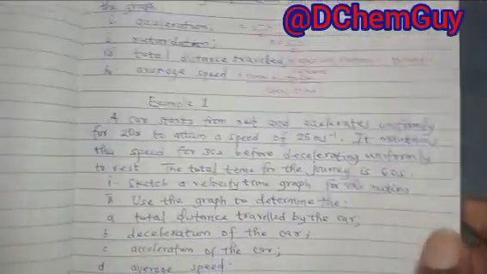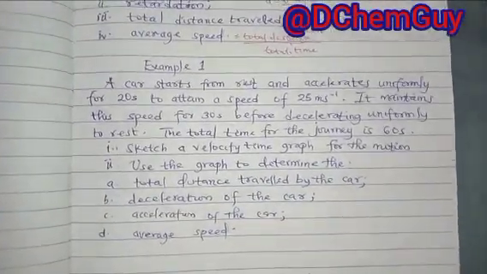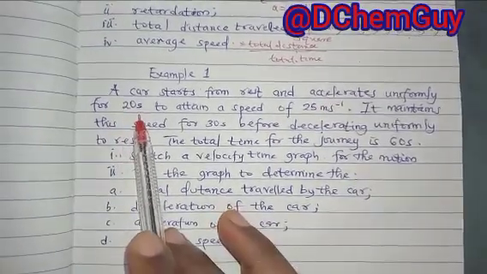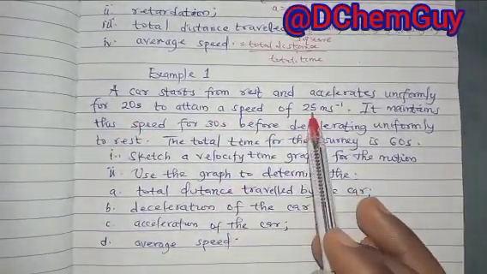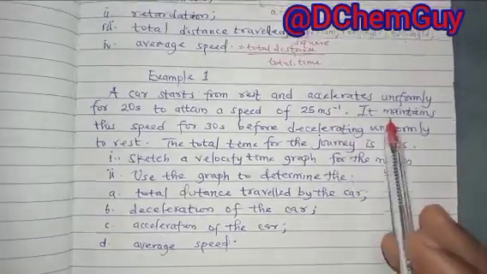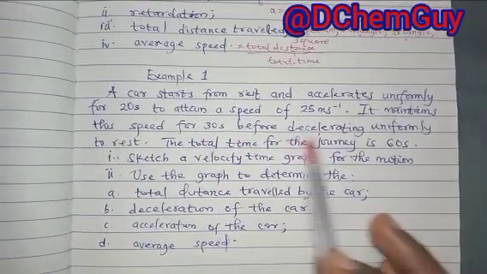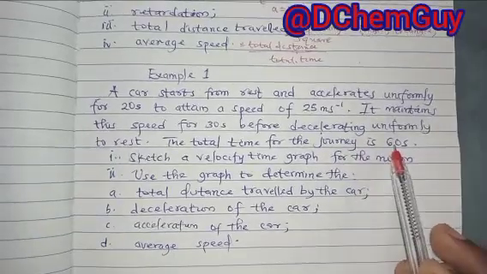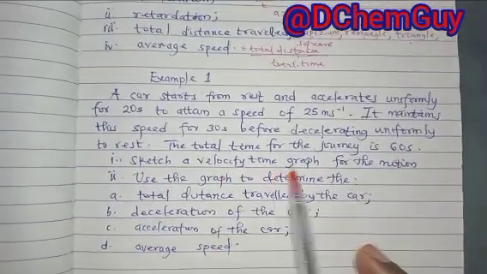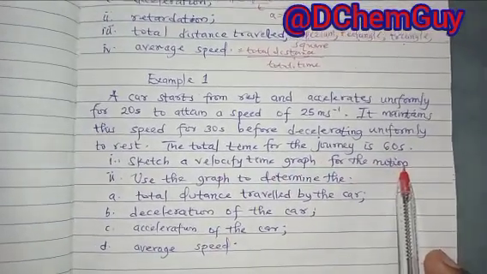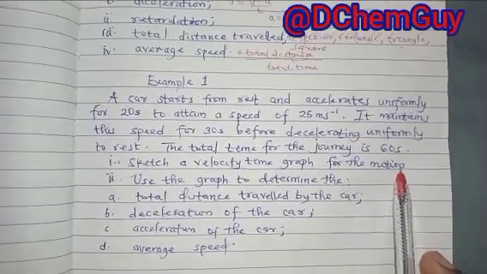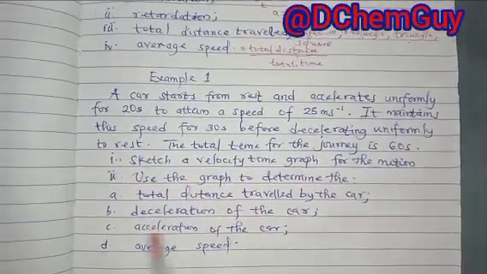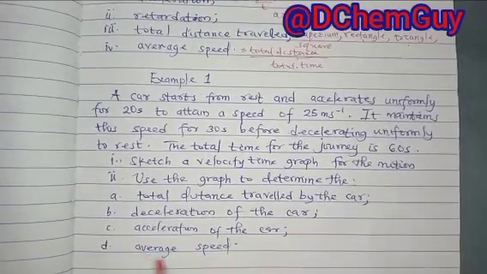Example one. A car starts from rest and accelerates uniformly for 20 seconds to attain a speed of 25 meters per second. It maintains this speed for 30 seconds before decelerating uniformly to rest. Total time taken for the journey is 60 seconds. Now, sketch a velocity time graph for the motion. That's our first task. And the next question is to use the graph to determine the total distance traveled by the car, deceleration of the car, acceleration of the car, and average speed.